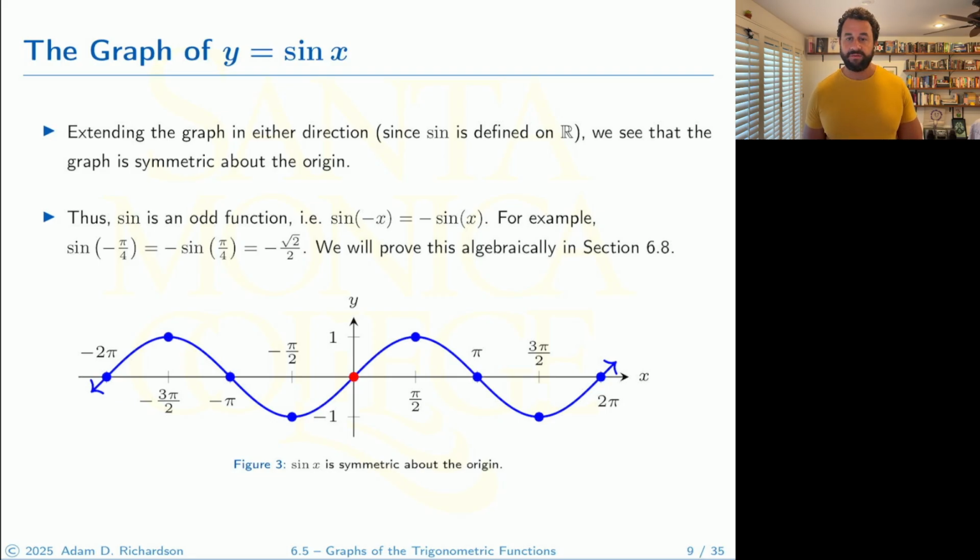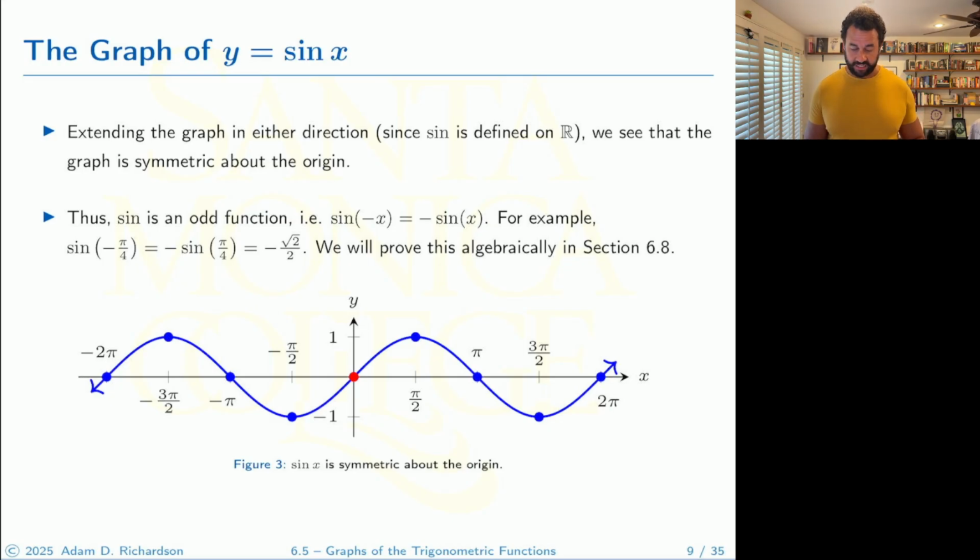You can extend the graph in either direction. So this was one period of the sine function, but you could also extend it back this way. And it will keep going forever in both directions because the domain is all real numbers, right?